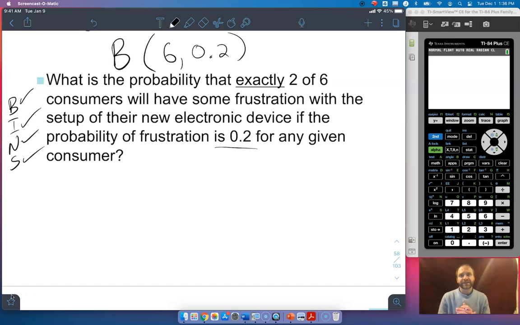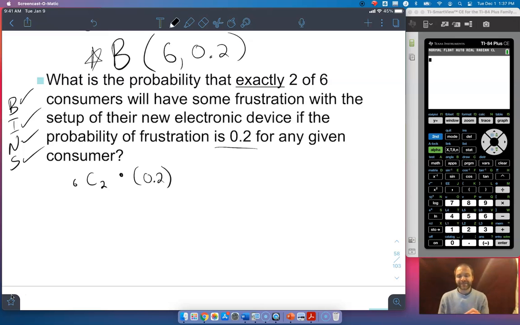Define the binomial setting like you would a normal distribution setting. You need to state it. So now let's do it. All right, so I have 6C2. That is my binomial coefficient. It's going to be multiplied by my probability of success, which is 0.2.